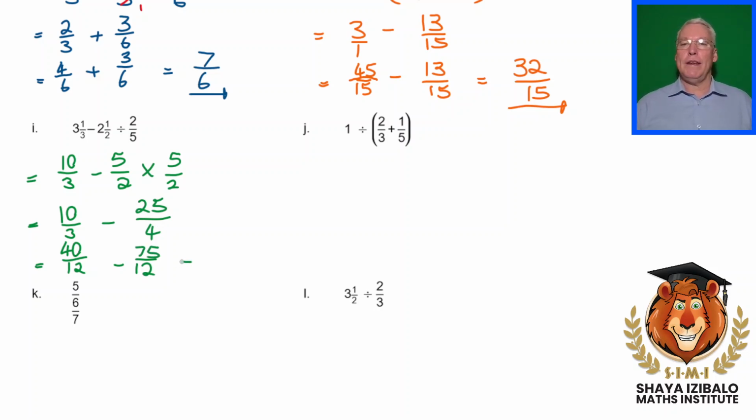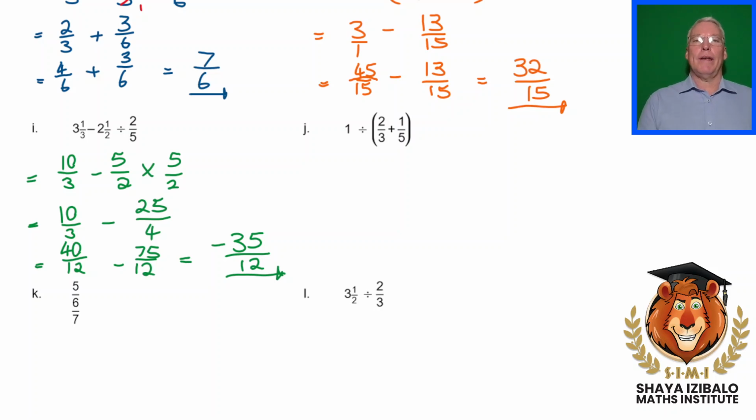So I end up with 40 minus 75. Both of them are 12ths. So 40 minus 75 is minus 35 over 12. And that's our final answer. Okay, the next one, J.